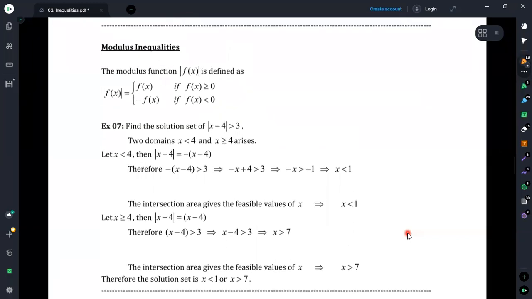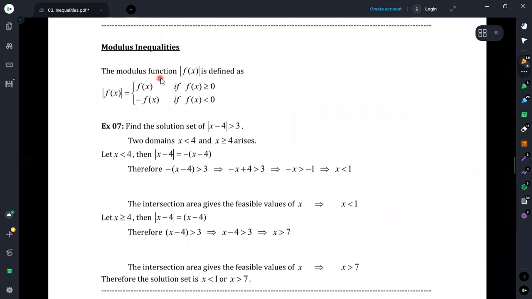Okay, now we need to move to the next part of the discussion of inequalities. So far we have discussed algebraic inequalities, and now we will move to the discussion of modulus inequalities.